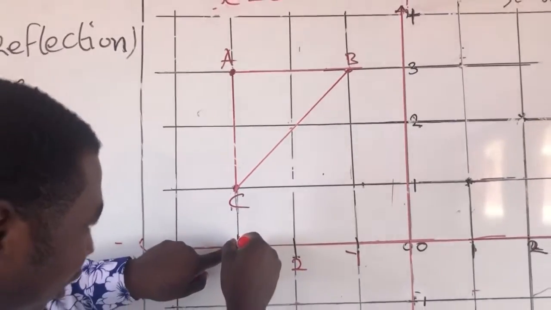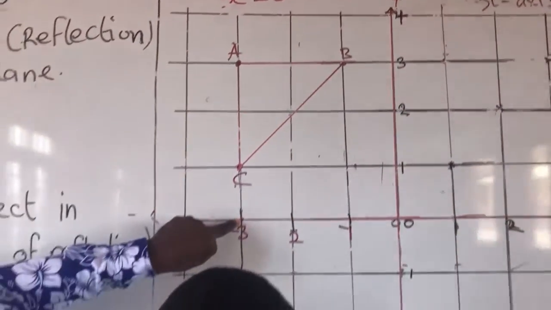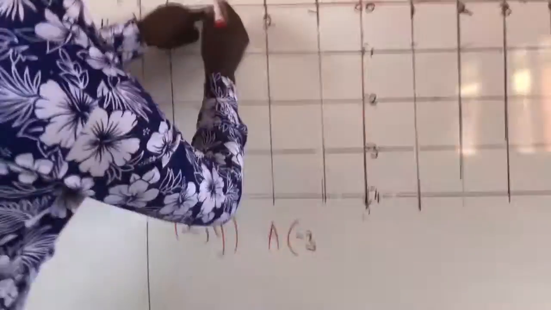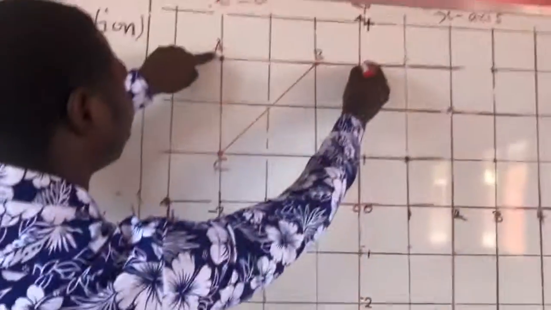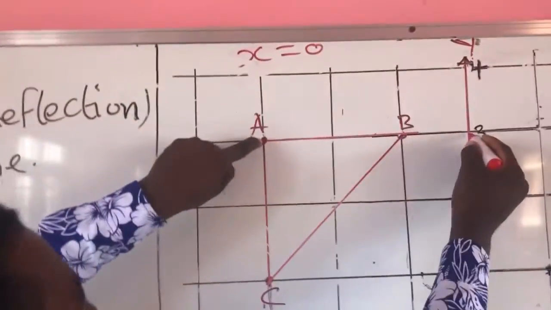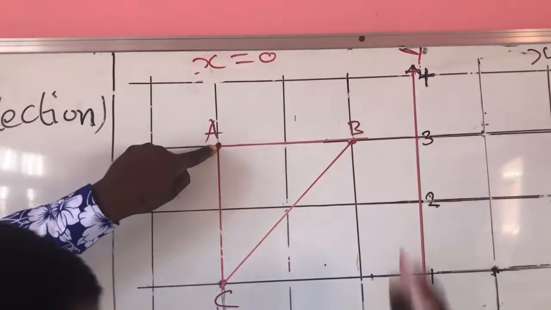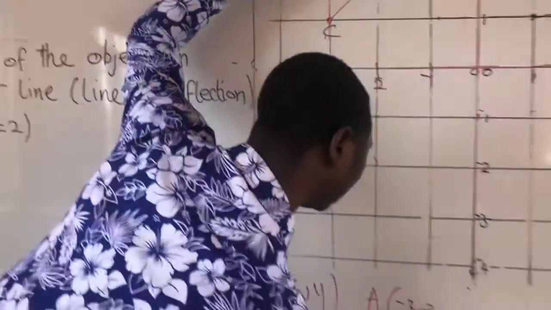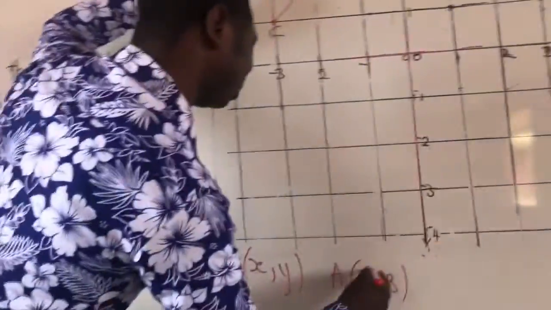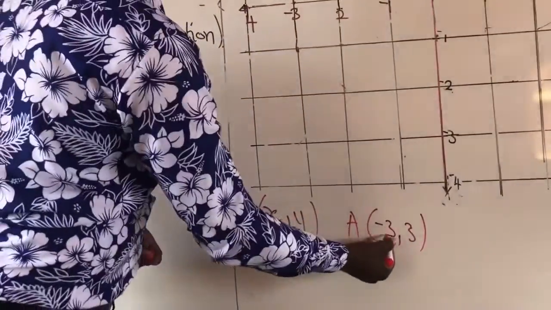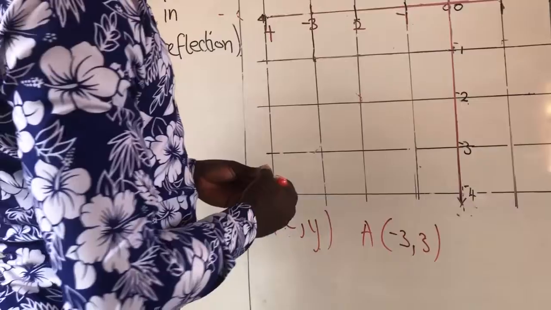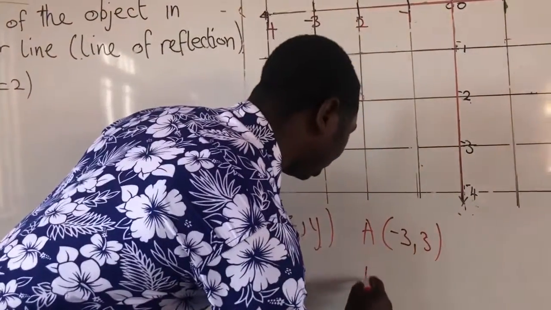So the x value is what? Negative 3. And then let's trace it to the top. You see that when you trace it, it's what? Positive 3 on the y-axis. So like this. This is x, this is y. So let's again write the coordinate for B.